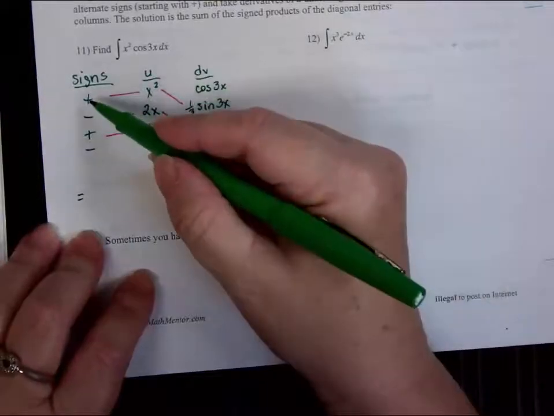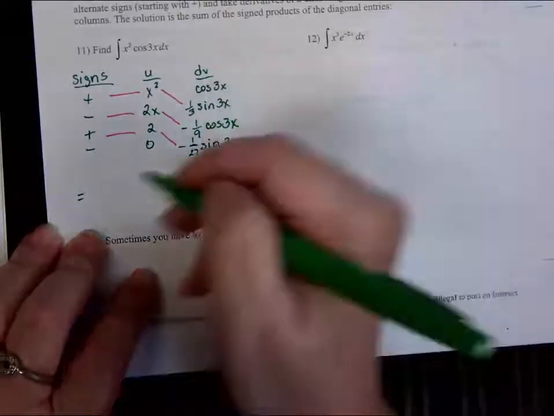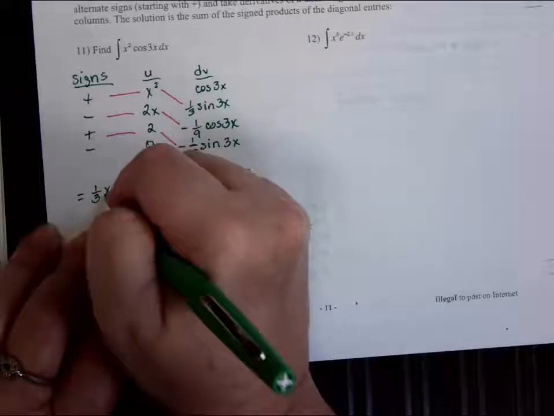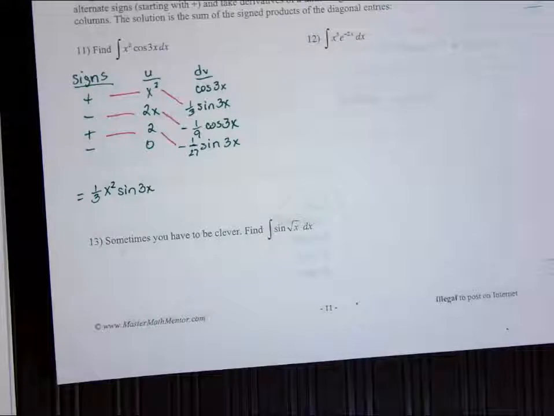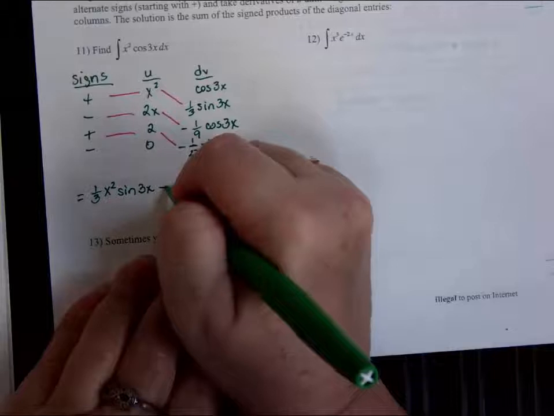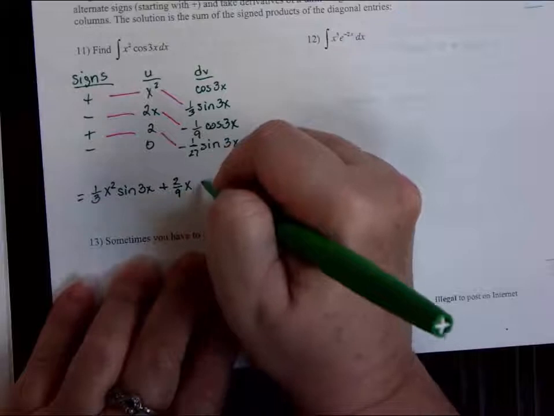I have a positive x squared times 1/3 the sine of 3x. So let's write all that together. That would be 1/3 x squared sine 3x. Doesn't matter how you put them in order. Usually constants come first, x's come second, trig comes third. That's just the way it's usually written. Now look at the next three. What sign will it be? It's a negative times a negative 1/9, right? So it's positive. So plus, combine the constants, that's going to be 2/9 x cosine 3x.